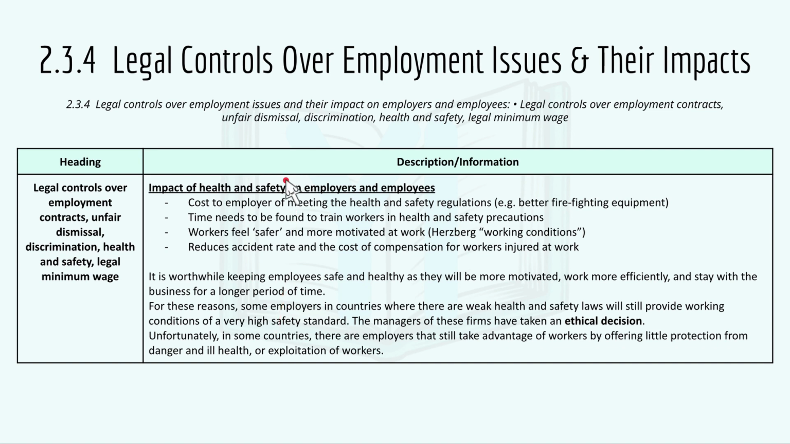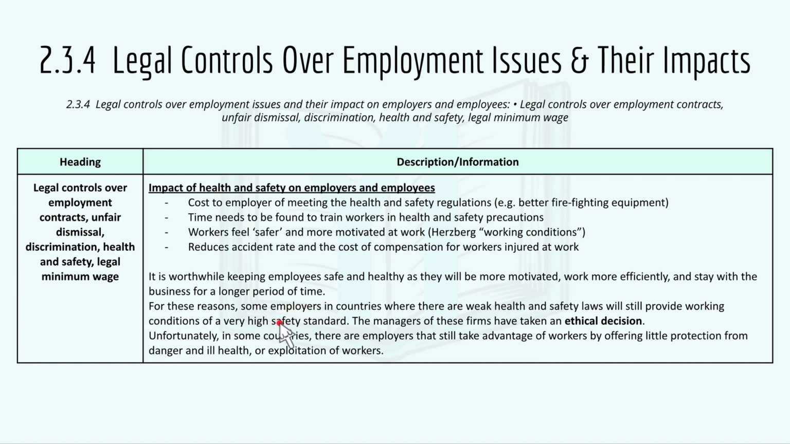And here's the impact of health and safety on employers and employees. Number 1, the cost to the employer of meeting the health and safety regulations, like better firefighting equipment. The time needs to be found to train workers in health and safety precautions. The workers feel safer and more motivated at work, like Herzberg's working conditions, and it reduces the accident rate and the cost of compensation for workers injured at work. It is worthwhile to keep employees safe and healthy, as they will be more motivated, work more effectively, and stay with the business for a longer period of time.